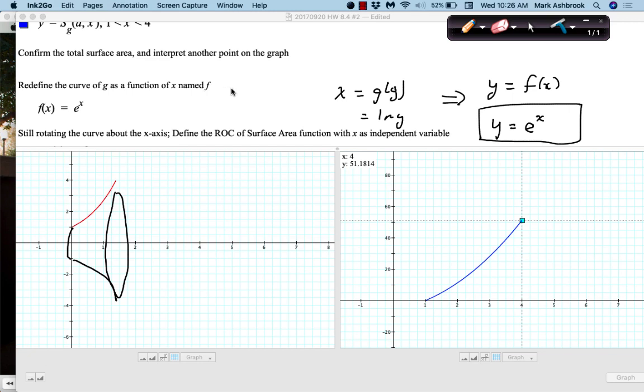Now I want to rotate the same funnel about the x-axis, and define the rate of change of surface area with respect to x now. Go. What's the rate of change of surface area with respect to x this time? So for the same funnel, for the same ribbons, but now that rate of change as a function of x rather than a function of y.